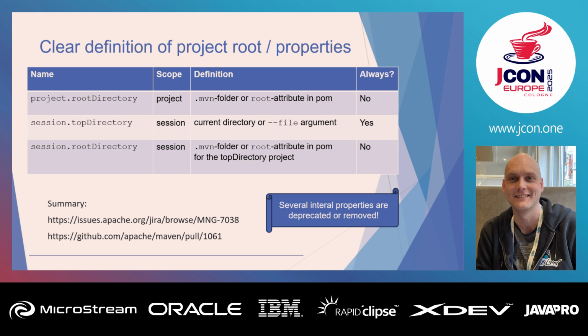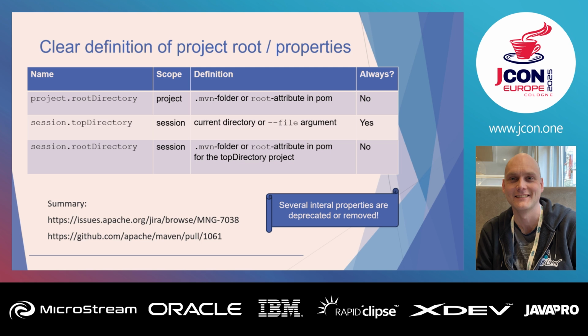You can either have a .maven folder in the folder you want to consider your root. You can always do this in Maven 3, because the .maven folder you can use for Maven config and other files. Or with Maven 4 and model version 4.1, you can use the root attribute in the POM file of your root parent, or whatever you want, and then this POM, or this directory where the POM lies in, is declared as your project root directory.